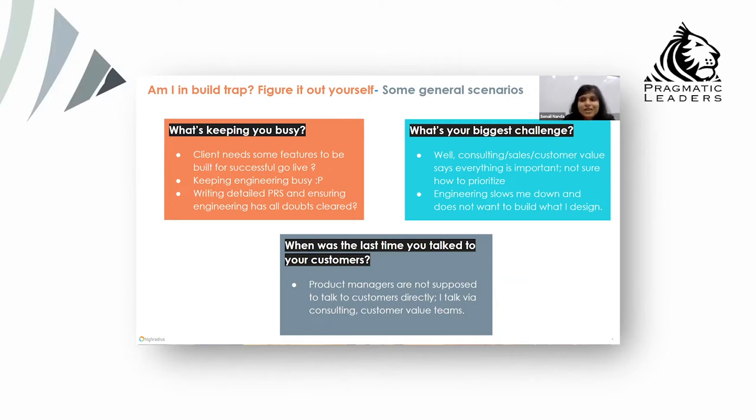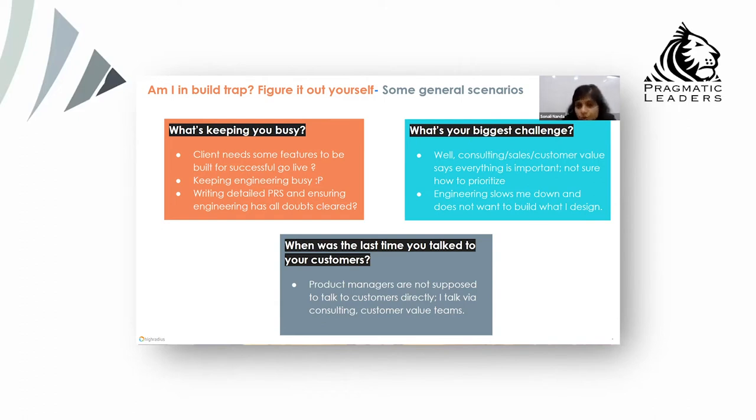What's your biggest challenge? If your answer is, you know what, consulting or sales says everything is important and I'm just not sure how to prioritize, or my engineering team is slowing me down, and they really don't want to build what I designed, they're not aligned with me. Again, that could be the build trap, because maybe you don't know what the customer wants, what the value is, what the quantitative advantage your company will get, and hence you're not able to convince your stakeholders. Quite possible. Or you're falling into the trap of stakeholders who feel everything is important, and while you know how to prioritize, you're not able to articulate it. And if I ask another why there, maybe you don't know exactly what the value is, or you're not able to logically explain it. So think about that a little bit too.